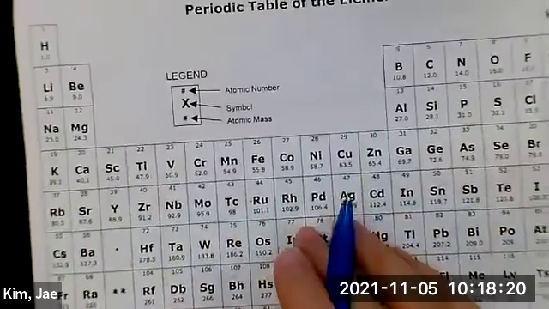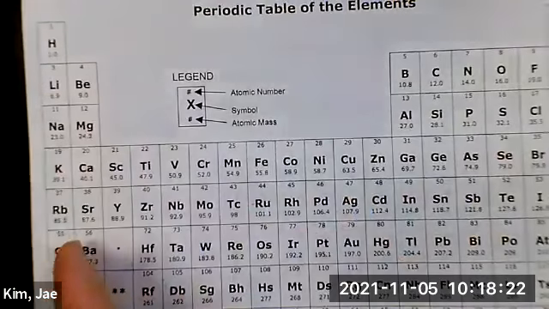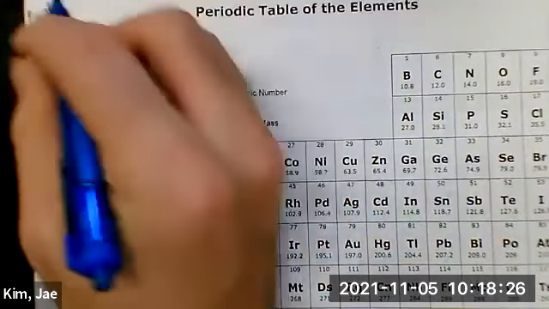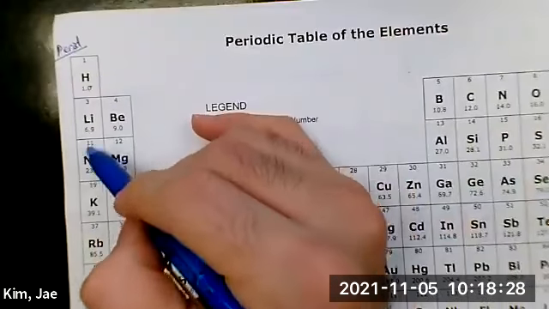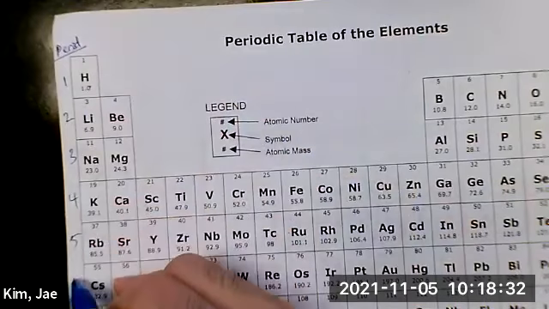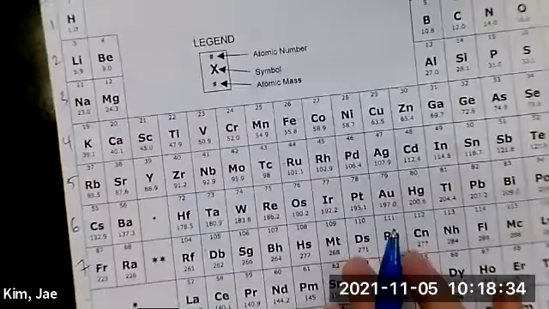Let's get the numbers down first. You're going to have periods, of course, right? So the period is 1, 2, 3, 4, 5, 6, 7.